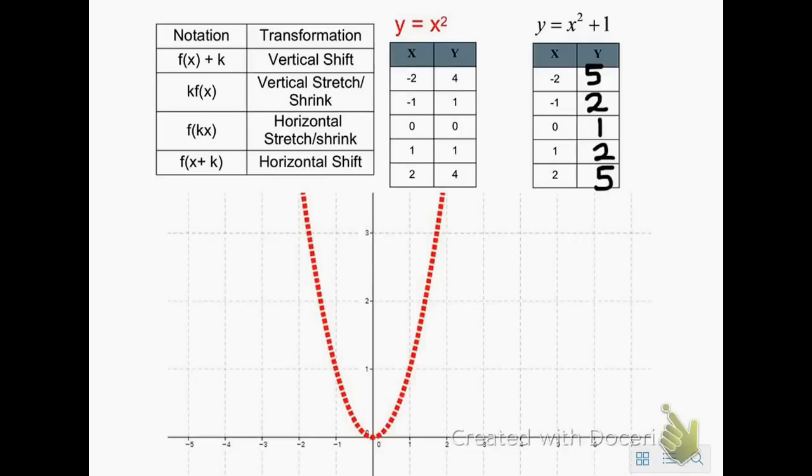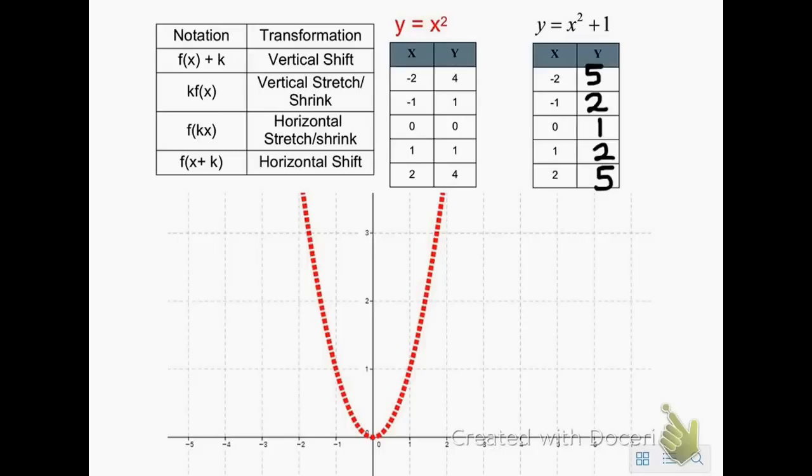We have a vertical shift, a vertical stretch or shrink, a horizontal stretch or shrink, and a horizontal shift. And they're all based on what we do with the constant k, and that's going to be simply a number that's added, subtracted, or multiplied to the parent function y equals x squared.